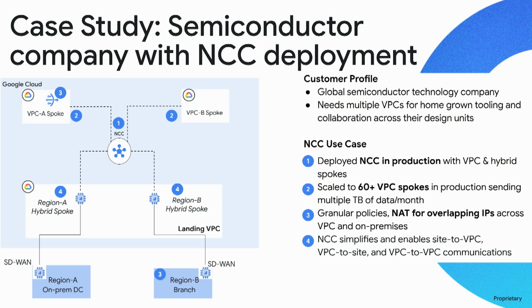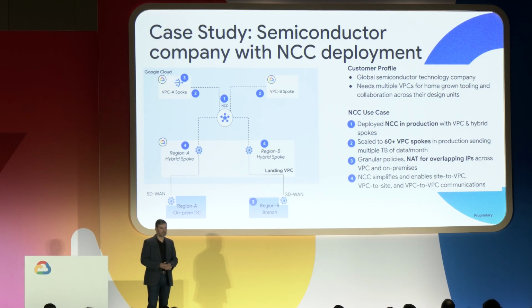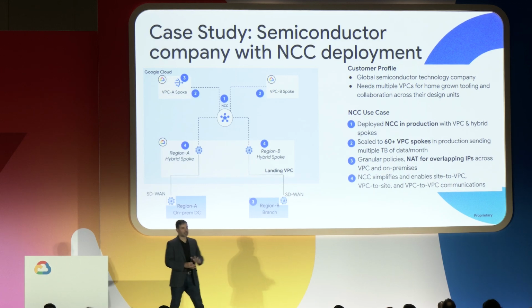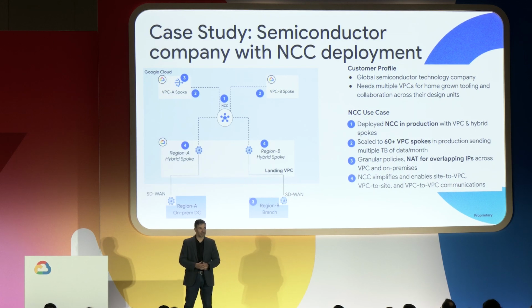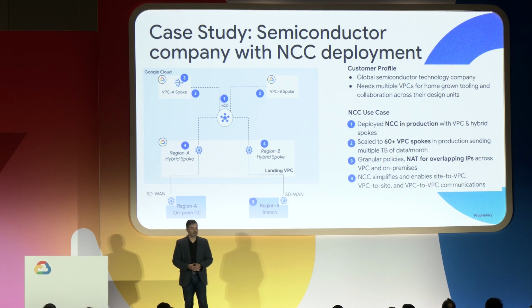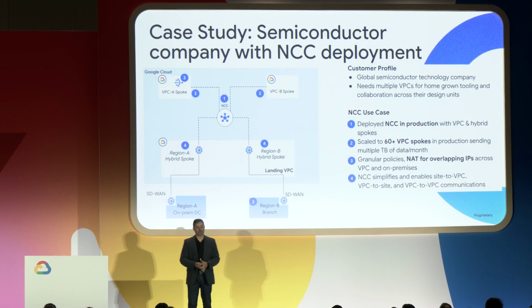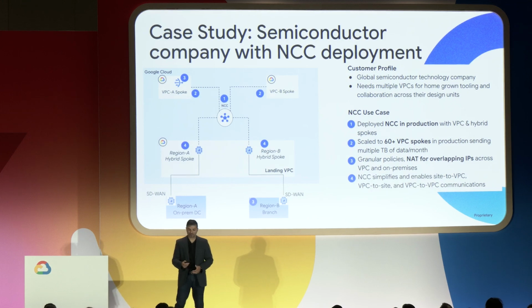The granular controls that we talked about, of export filtering and other things, were very important for them. They are also leveraging the NAT capabilities today to allow the overlapping IPs across the different VPC teams, such that full control can be given to the DevOps teams, developer teams to manage their own VPCs. These flexible connectivity options with NCC, whether that's interconnect and other things, have been very useful for this customer.